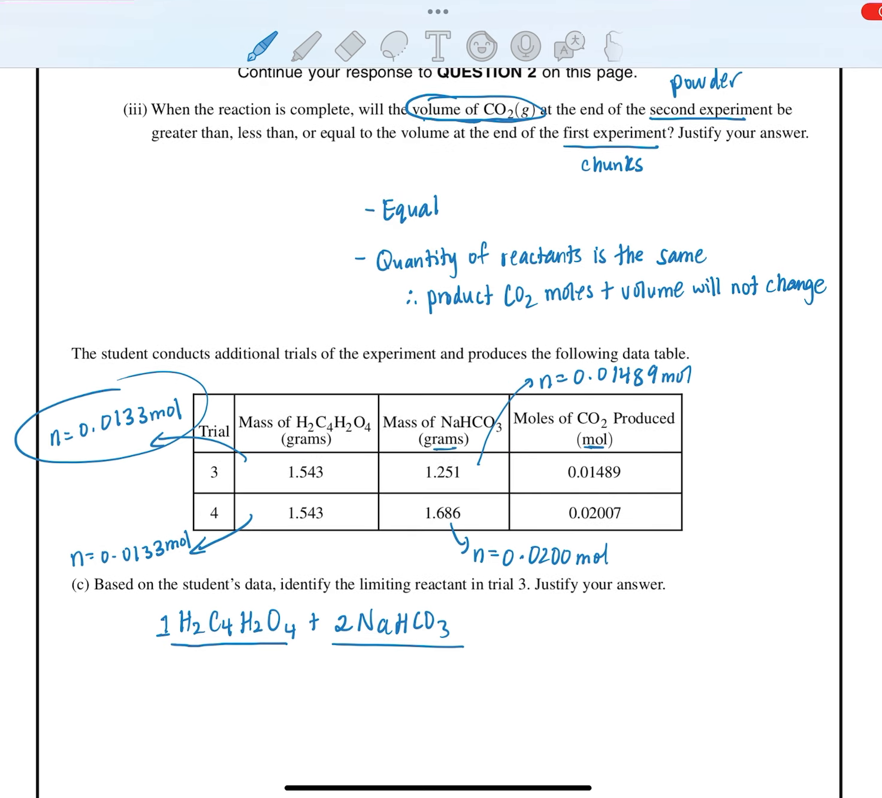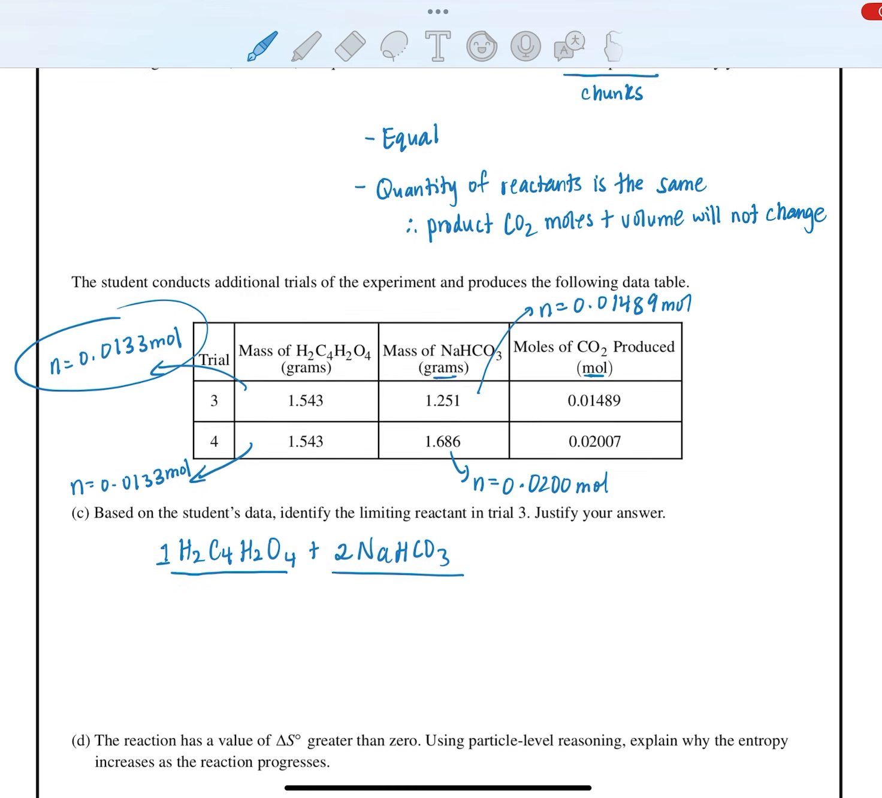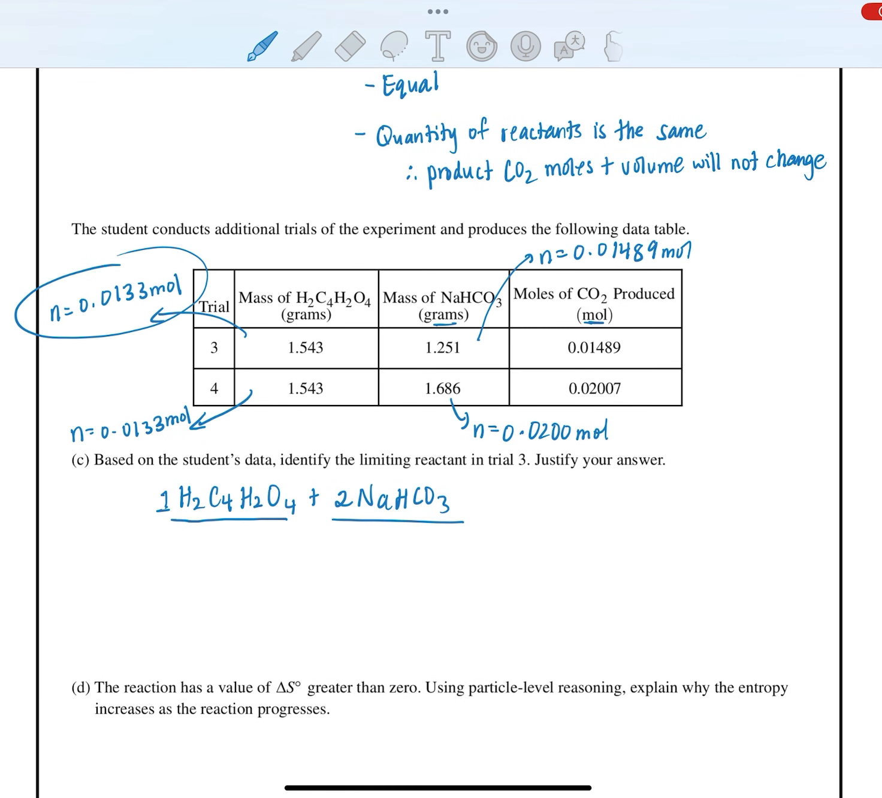I started writing some jot notes here. It says the student conducts additional trials of the experiment and produces the following data table. So I'm given the grams, or the mass, of each reactant. I've actually gone ahead and just turned them into moles. I did some rough work on my own. And then the carbon dioxide product is also shown. So based on the student's data, identify the limiting reactant in trial 3 and justify your answer.